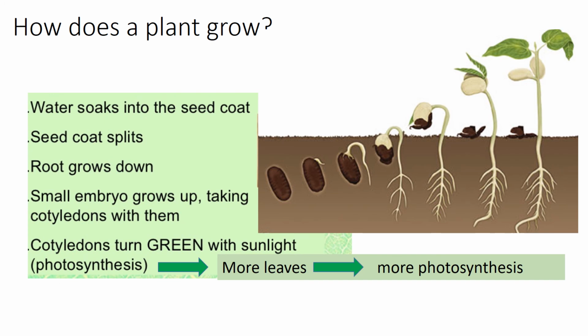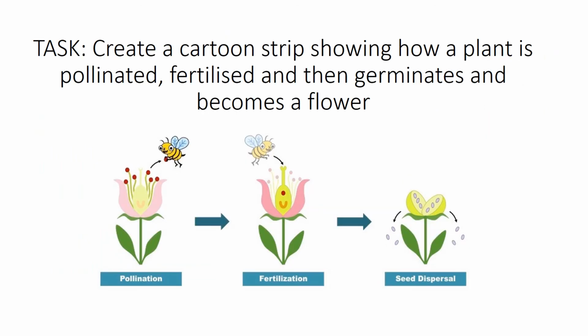So water soaks into the seed coat. The seed coat splits. The root will start to grow downwards, and then the small embryo will grow up. Those cotyledons will turn green with sunlight. They'll then start to photosynthesize, and with that energy they'll produce more leaves, which means they'll be able to photosynthesize more, which means they'll be able to add more energy, and so on and so forth, until it grows into a full plant.